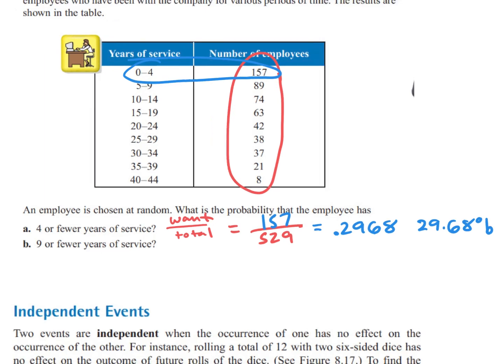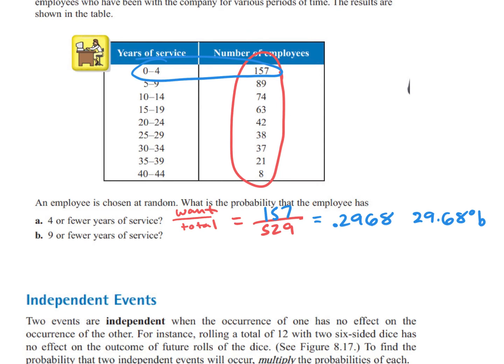All right, for B, now I'm looking at 9 or fewer years of service. So how would I find the amount of people that have 9 or fewer years of service? Perfect. We're looking at 9 or fewer, which would be both of these added together. So that is 157 plus 89. What would that be? 246 divided by 529. And what do we get?